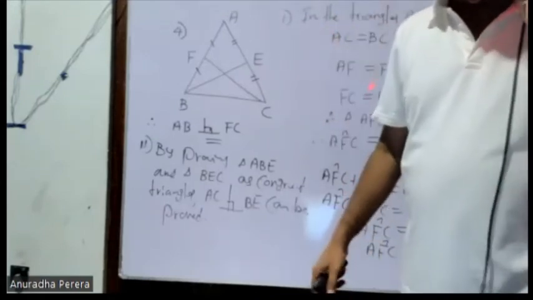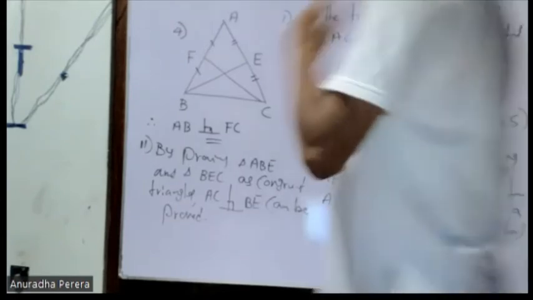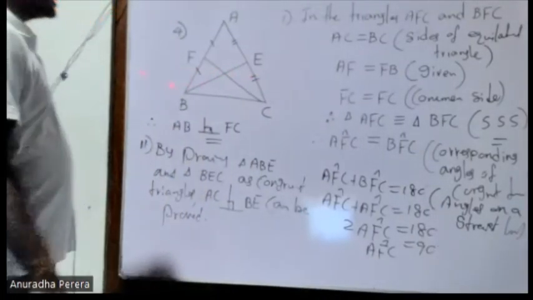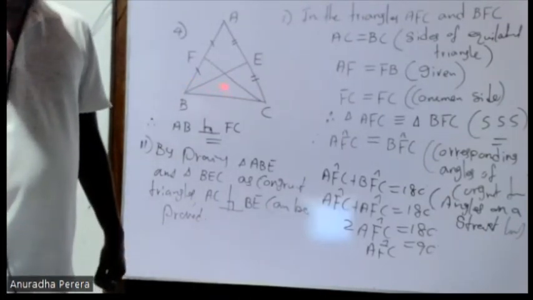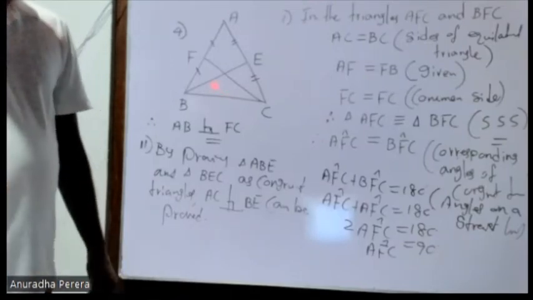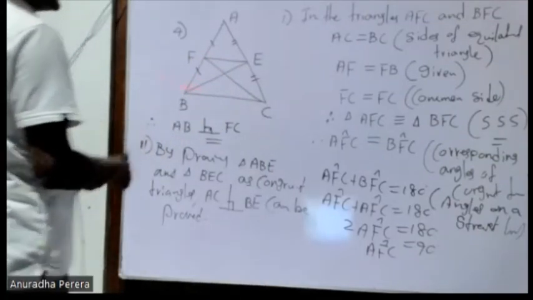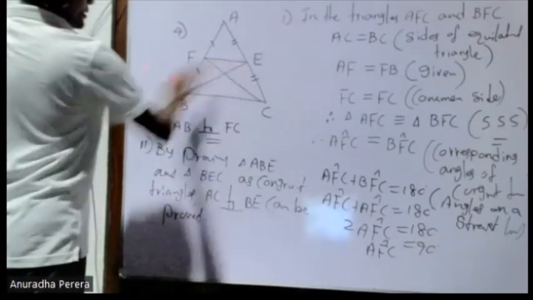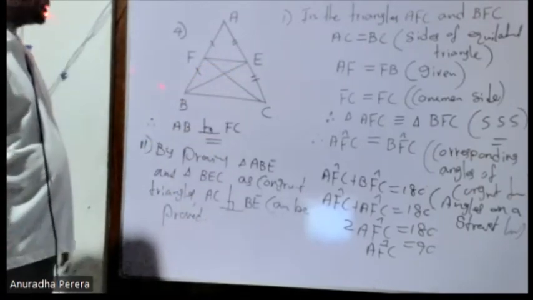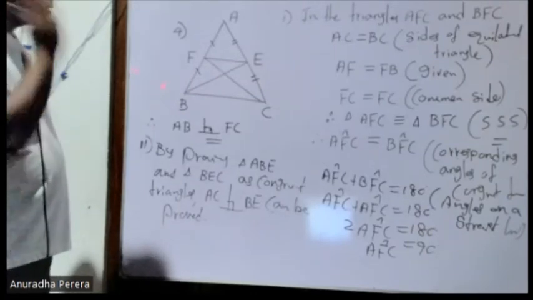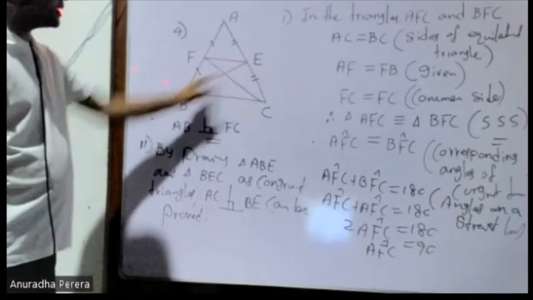Second one, CF equal BE. Yes, CF equal BE. How can you prove it? If you draw this line, you can see two triangles. Now you can prove these two as congruent triangles. If these two triangles are congruent, then these two sides are equal.